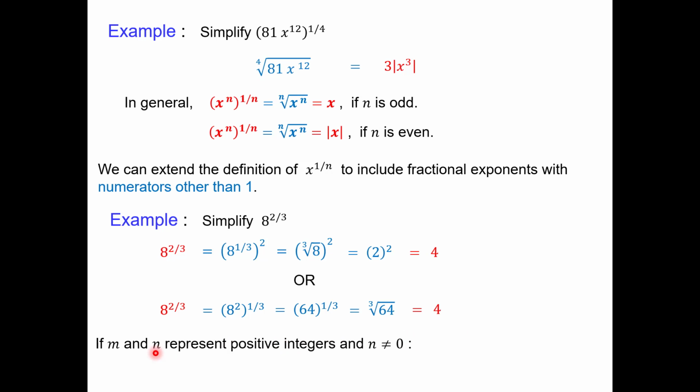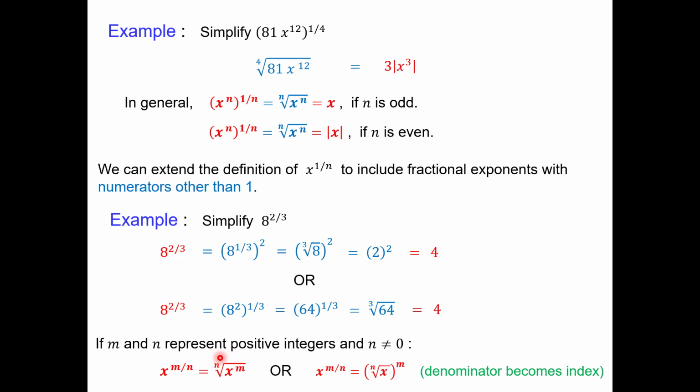So if m and n represent positive integers, as long as n is not 0, the following is true. And this is going to come in handy when you work with rational exponents in the future or just radicals in general. So the further up in math that you go, you're going to have to refer back to this fact. It'll come up over and over again. So x to the m over n power, so the exponent is a fraction with m as the numerator and n as the denominator, can always be rewritten as a radical.